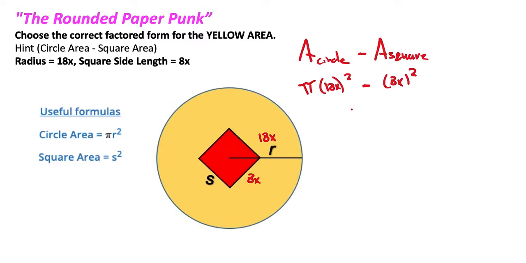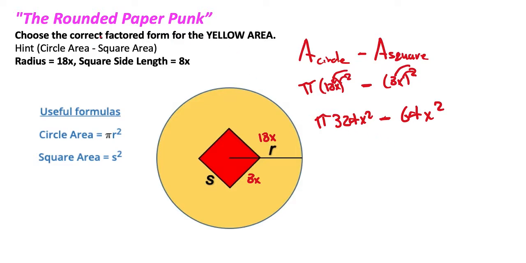All right, let's do some powering here. Pi times 18x squared is going to be 324 pi x squared, because you have to square the 18 and you have to square the x. When we square the 8 and we square the x, we would get 64x squared. It's because we're subtracting there.